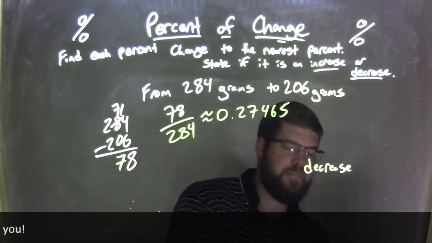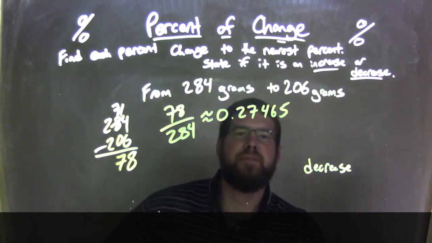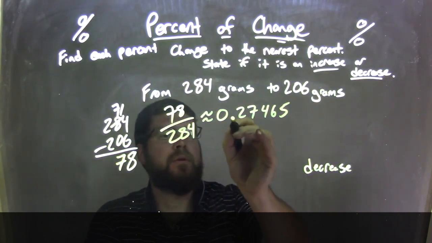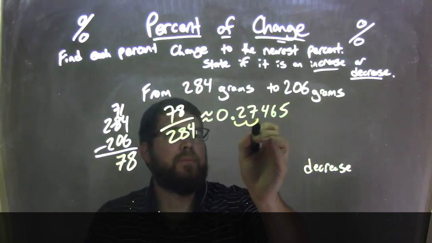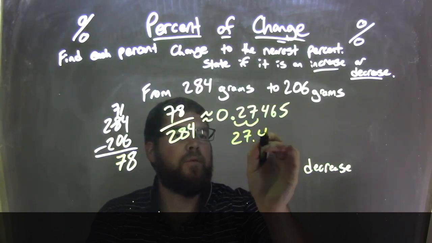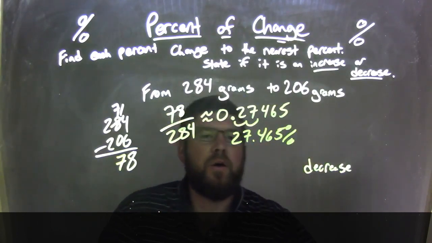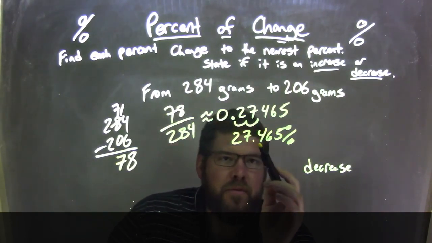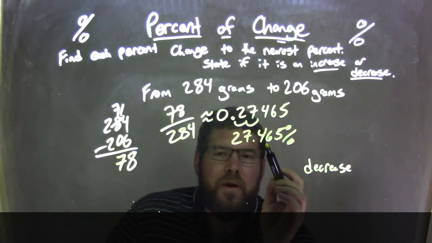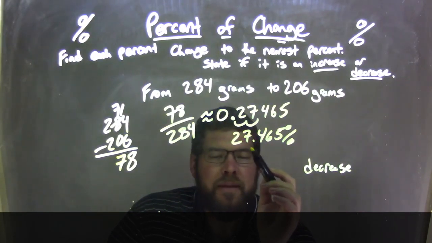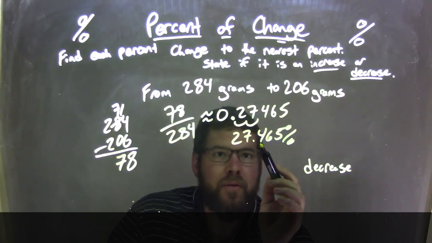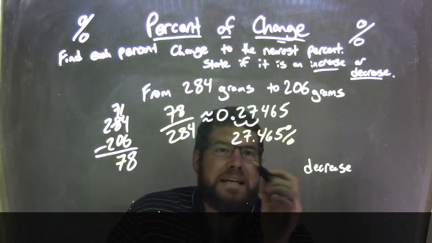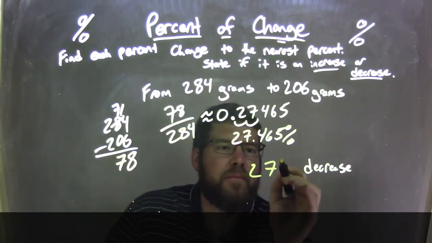Okay. So approximately 0.27465. Well, to convert that to a percent from a decimal, we move that decimal over 2 units, and we get 27.465%. Well, I need to round that, right? It says round to the nearest percent here. So I look at the number right to the right of the decimal. That's 4. Well, 4 is the lower part that makes it round down, right? From all numbers 0 to 4, we round down. So 27.465 comes out to be a 27% decrease in general.